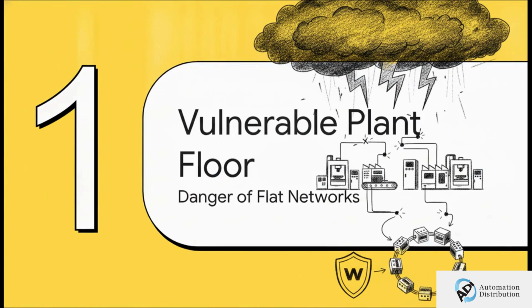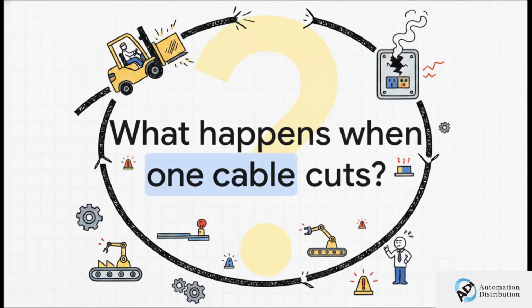Section 1. The vulnerable plant floor and the very real danger of flat networks. So, I want you to ask yourself a question. In your current setup right now, what actually happens if a single cable gets severed by a forklift? Or if a port suddenly dies? What if a drop is just accidentally unplugged by a technician? What happens to your production line?